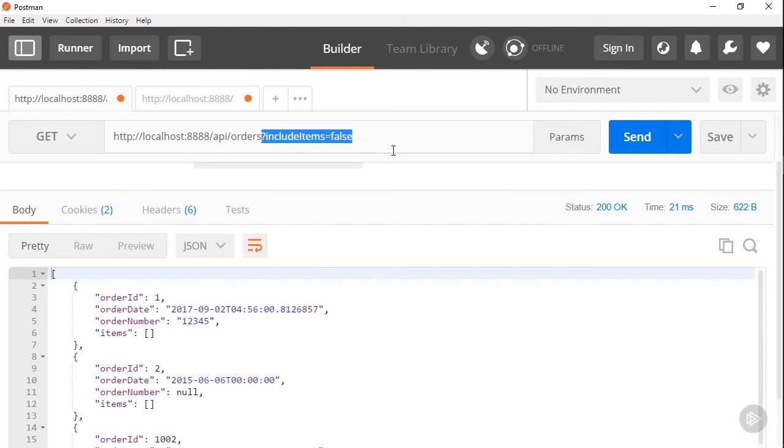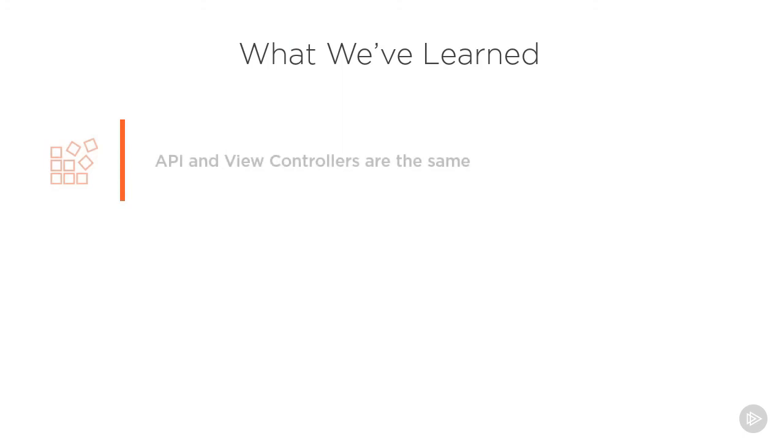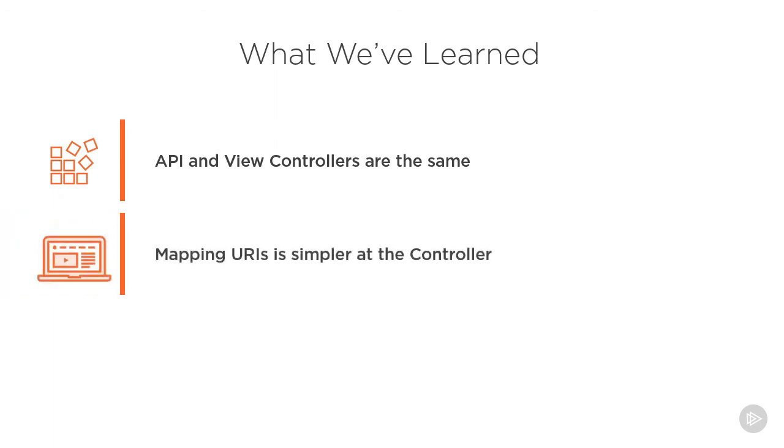Let's wrap up this module. So what have we learned so far? I talked about API and view controllers really being the same kind of controllers. They take routes and convert them into some output. Sometimes that's data through an API, sometimes that's HTML or markup in the case of a view. What it's doing at the core is pretty similar. I've also shown you that mapping those URIs is simpler if you do it at the controller than trying to have these magic route tables inside your startup.cs that are going to handle every situation.